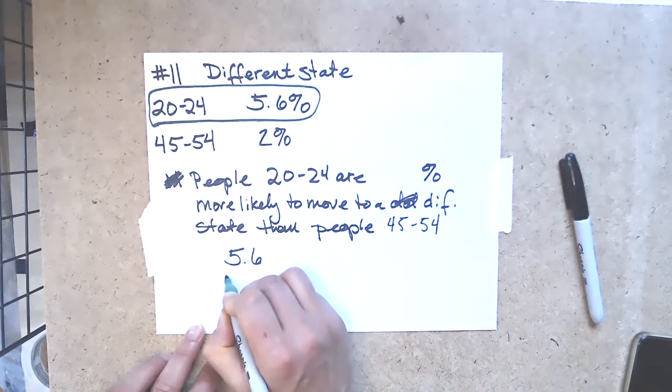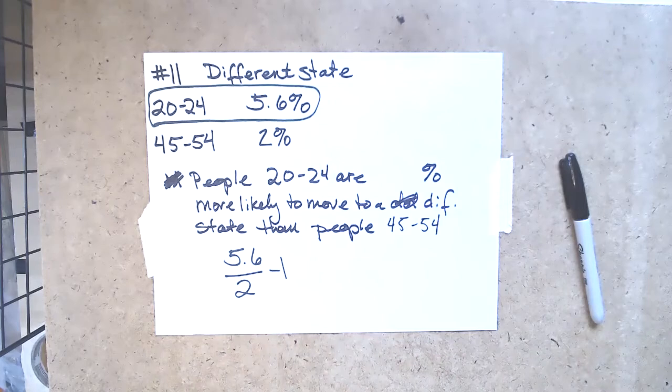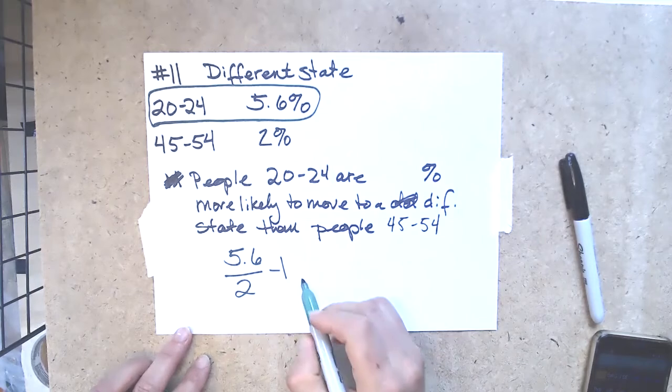I'd be looking at 5.6% over 2% and subtract the 1. And notice those younger people are over twice as likely. So I'm looking for an answer that's over 100%. This is a really big difference. And when I do that calculation, I get 1.8.